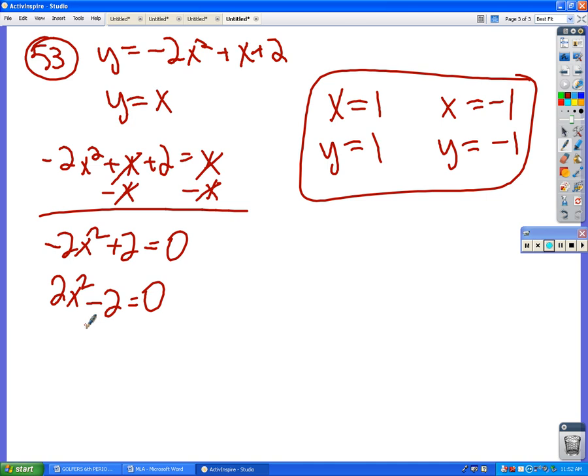What you could do with this, if you can't just look at it and figure it out, is I could add 2 to both sides. So that gives me 2x squared equals 2, right? And then divide both sides by 2. So x squared equals 1. So if x squared equals 1, then x has to equal 1 and negative 1. Okay? Now you can applause.